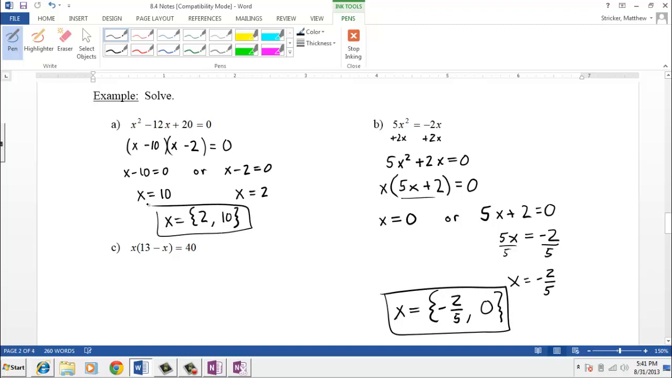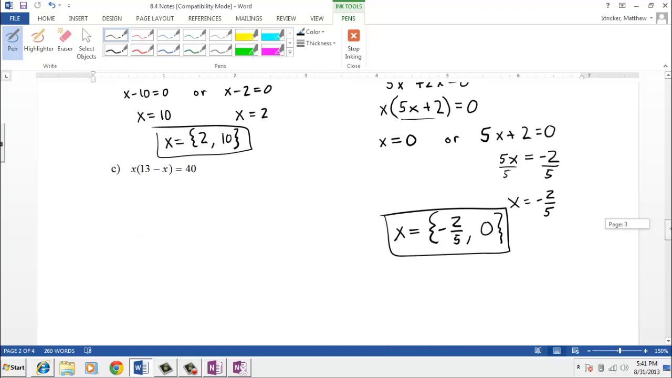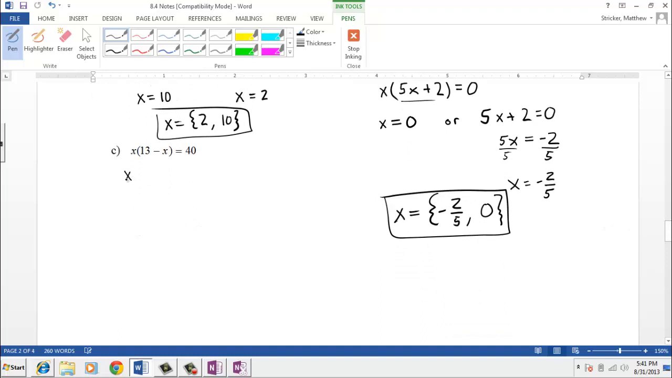Now the last one, sometimes students want to go right off the bat and say, oh, well, x equals 0 and 13 minus x equals 0. The reason why we can't do that is because it's not equal to 0. We can't just go ahead and apply the zero factor property, because that requires us to have something times something equals 0, which we don't have here. So think to yourself for a second about what we might do here.